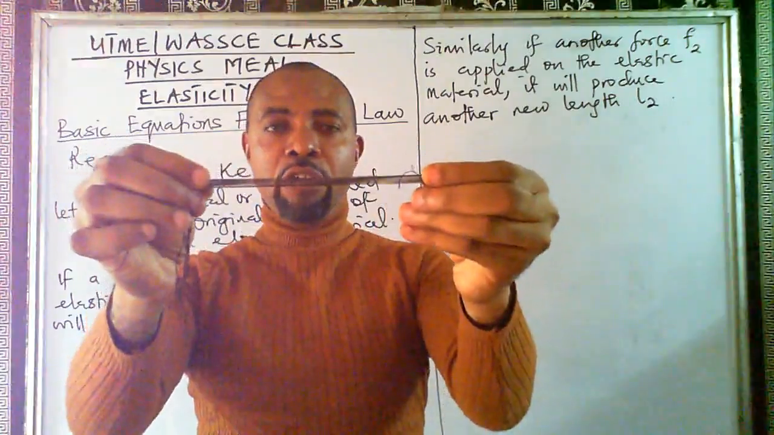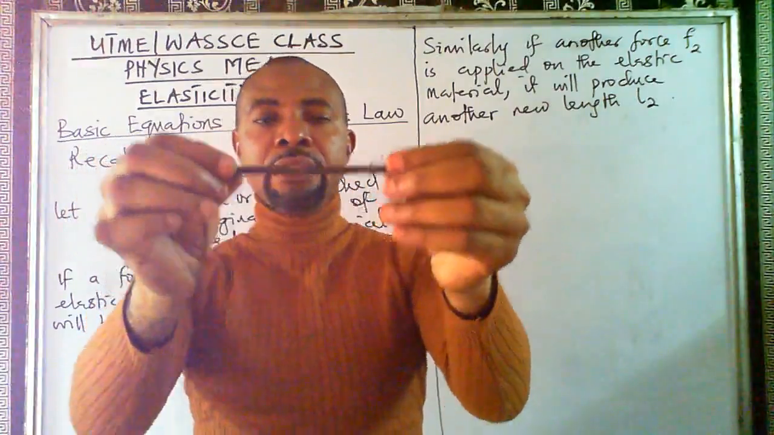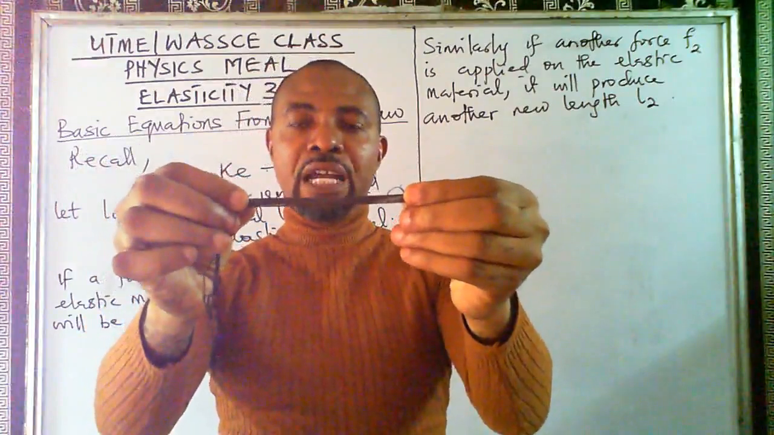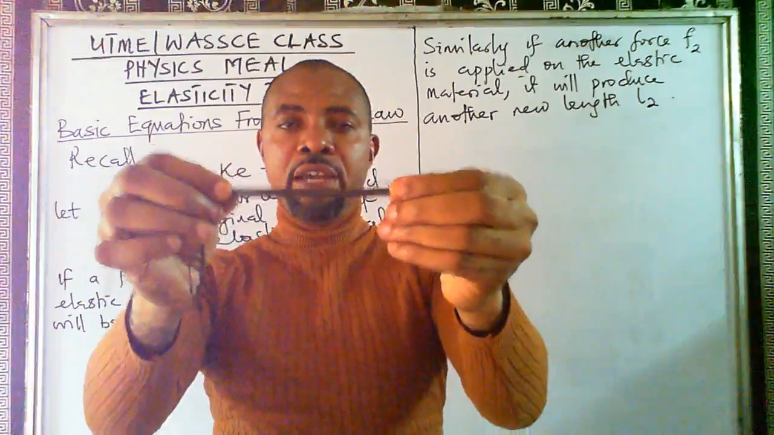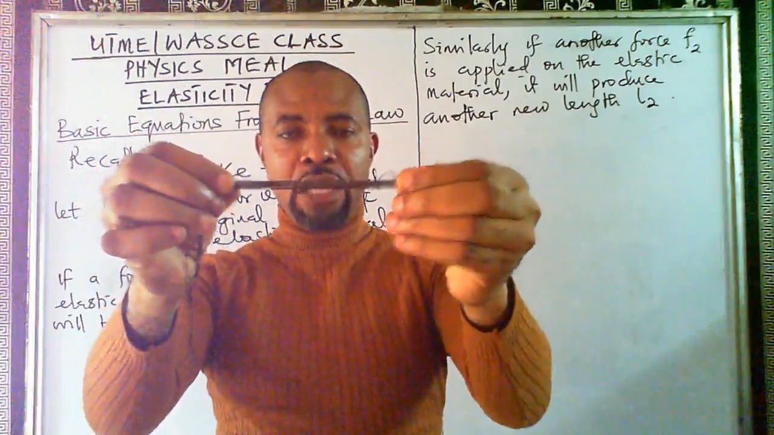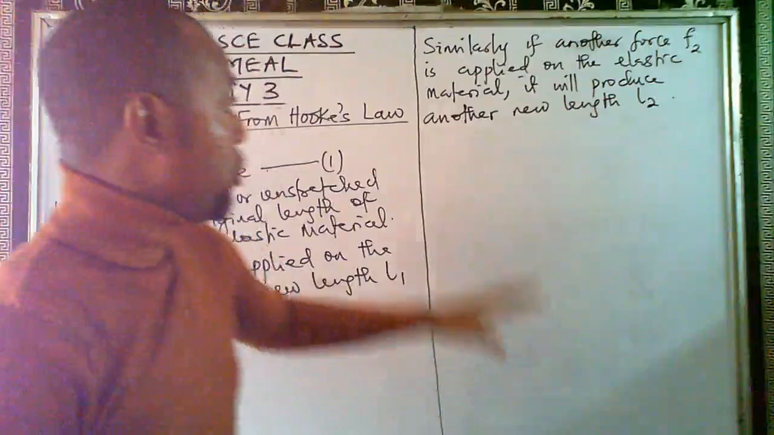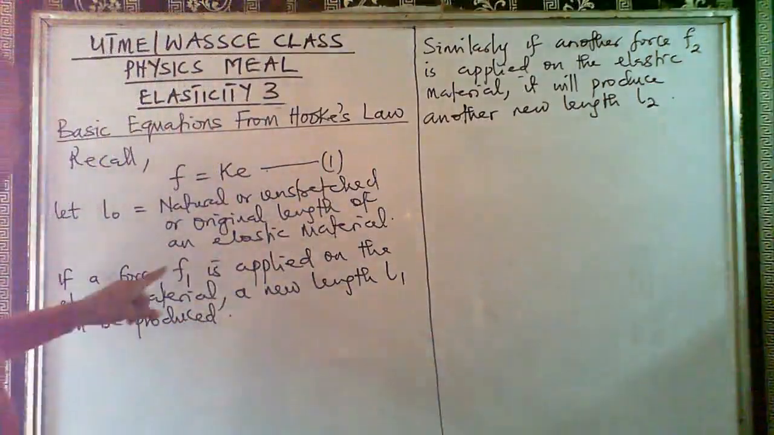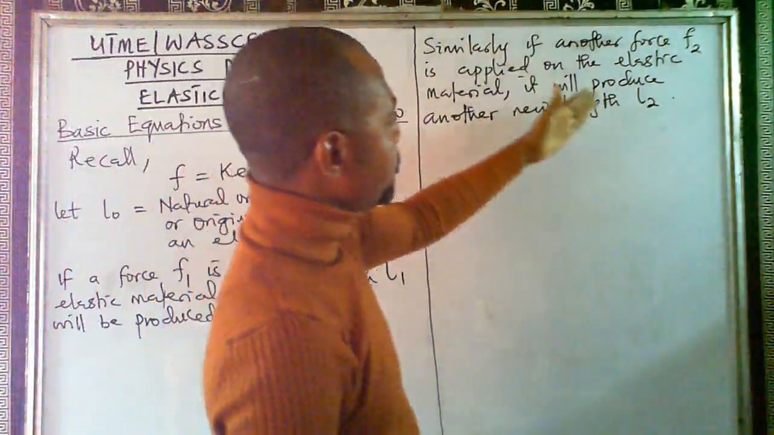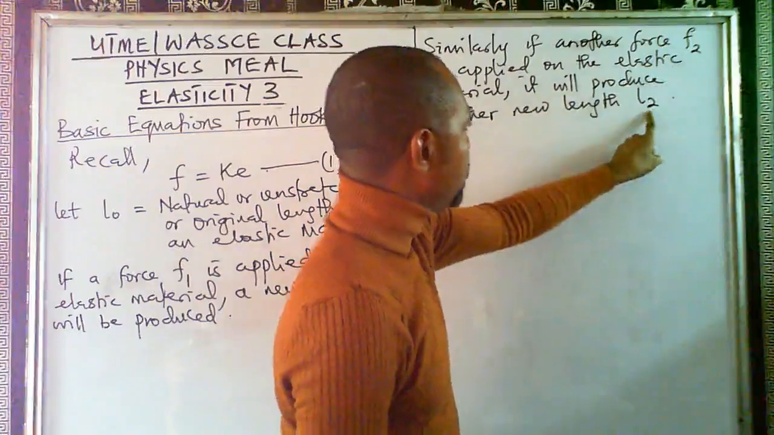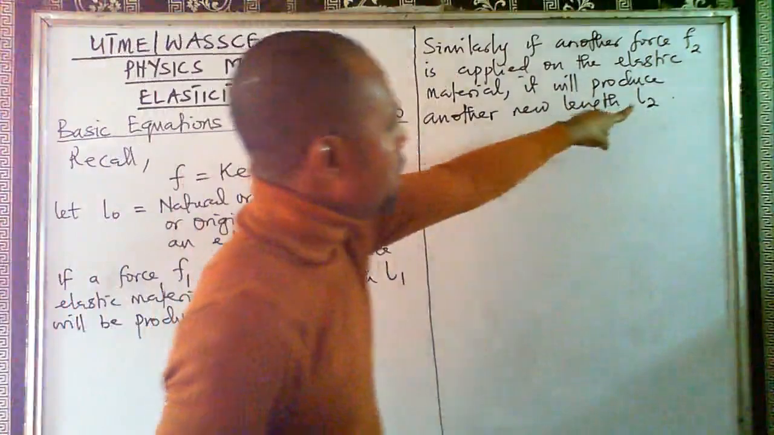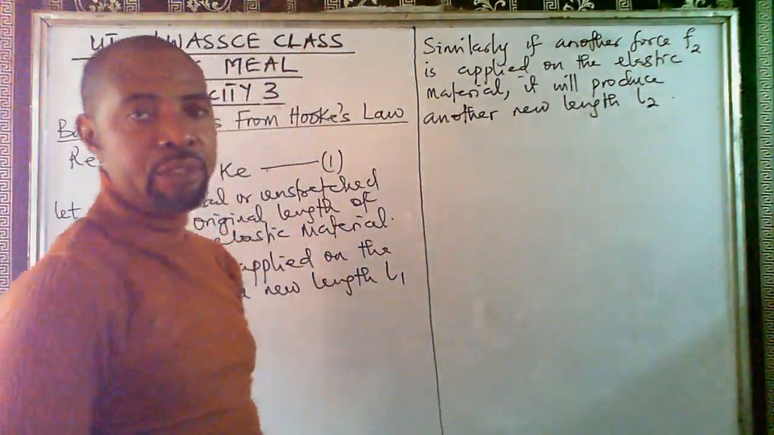If I continue, another length. So in the first case, I applied a force, a new length. So the first force I applied produced this new length. If I apply another force, the second force now will produce another new length. So that's what we mean by this statement, that F1, a force, will produce a new length L1. Now a force of F2 will produce another new length, L2. Now, what will be the extension?